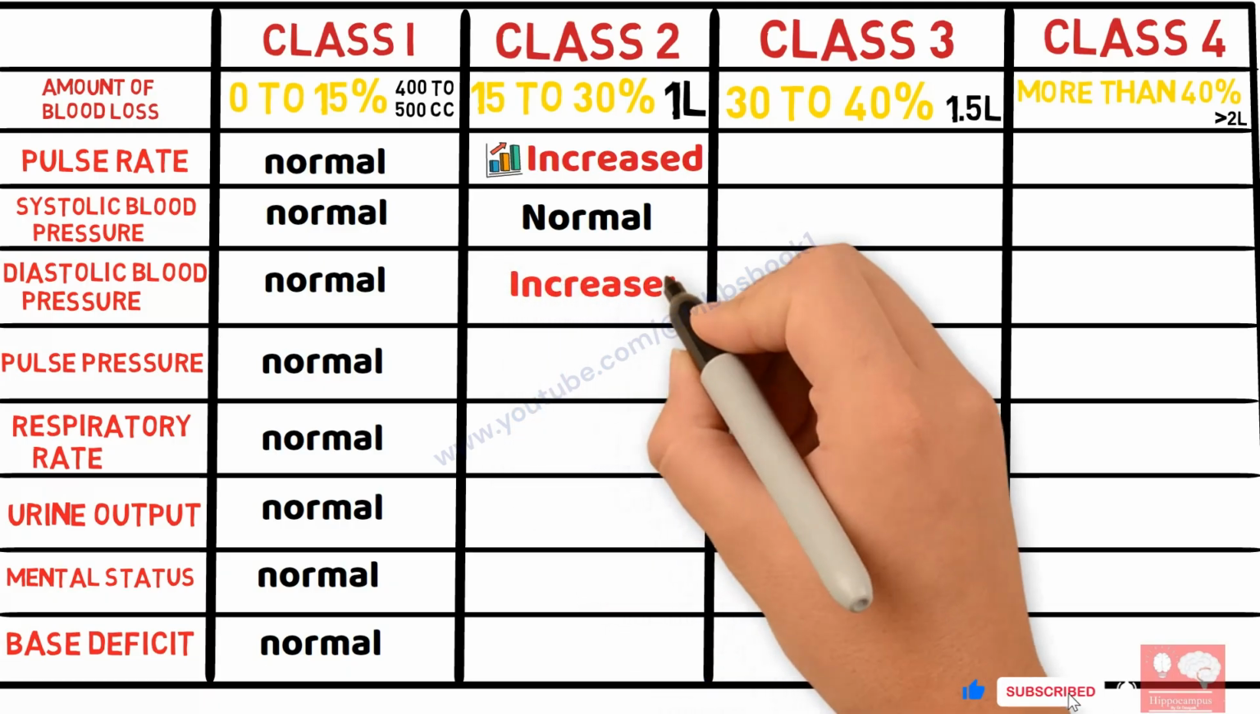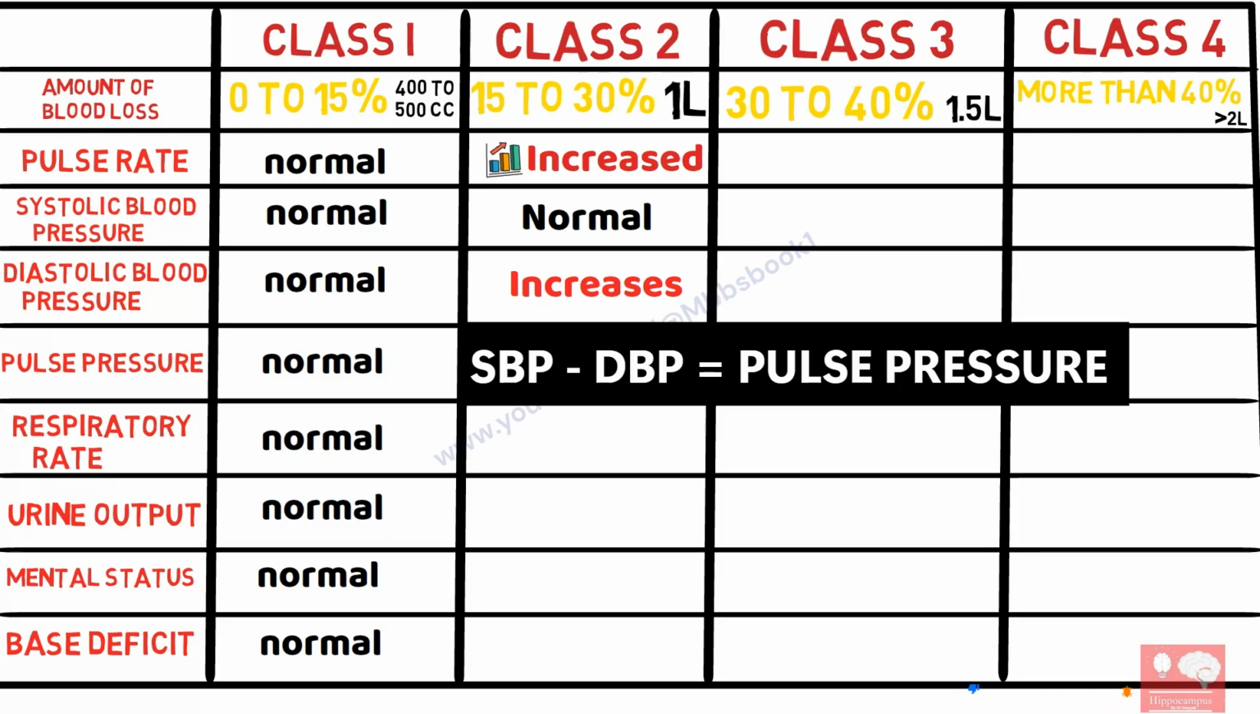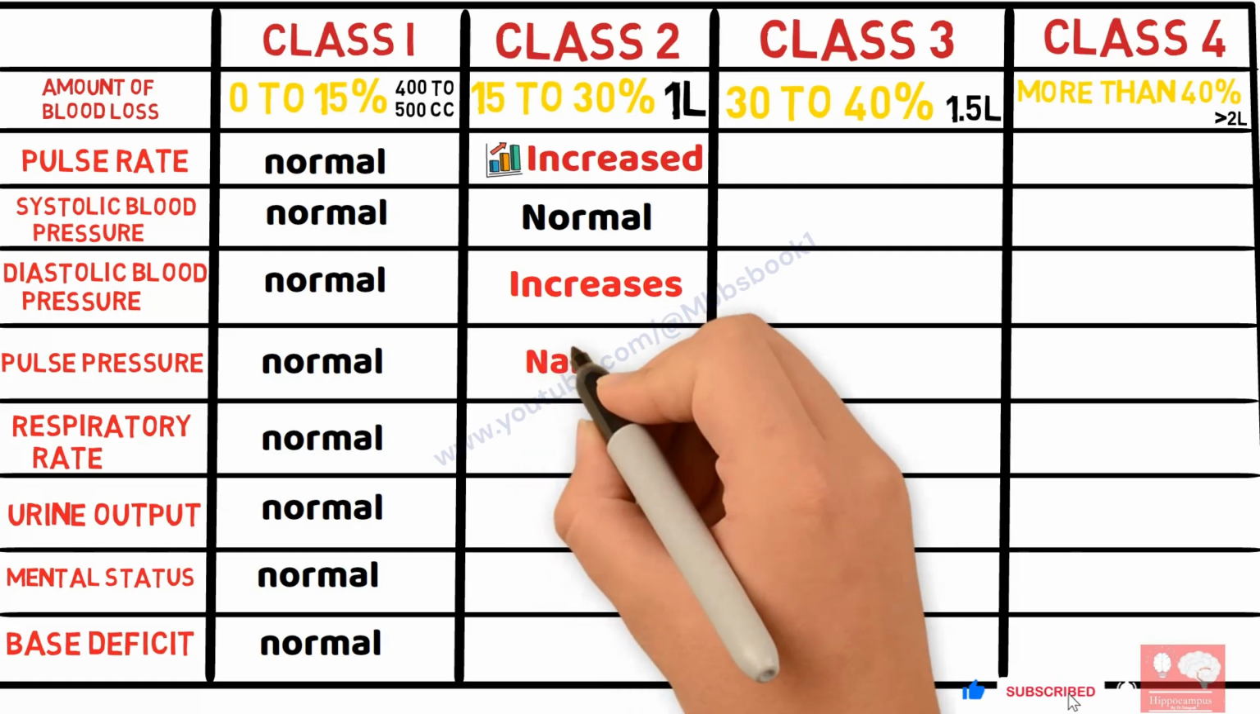Now understand one thing: this is our systolic blood pressure, it remains normal. This is our diastolic blood pressure. Systolic blood pressure minus diastolic blood pressure is pulse pressure. So systolic blood pressure is not moving, but diastolic blood pressure is increasing. So the pulse pressure is going to be narrow.